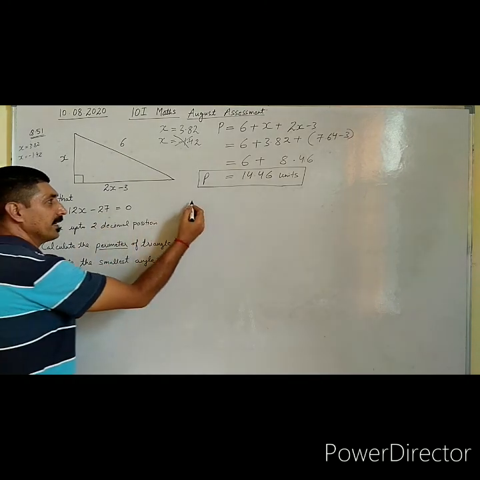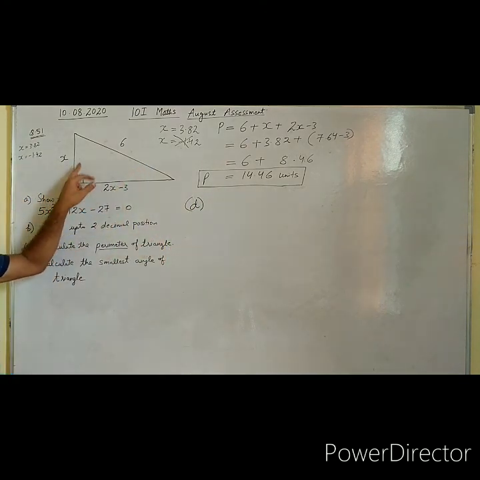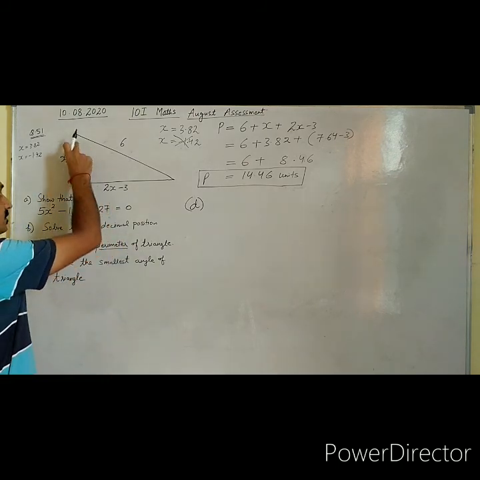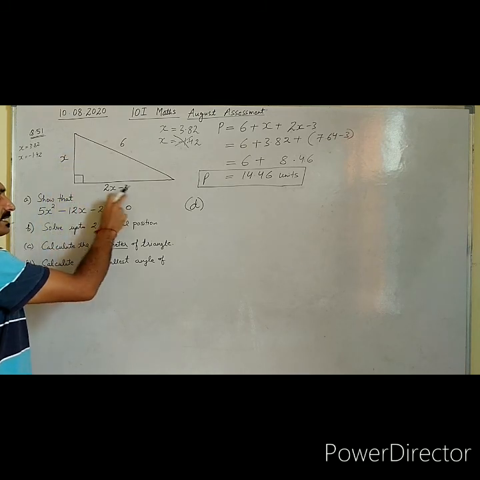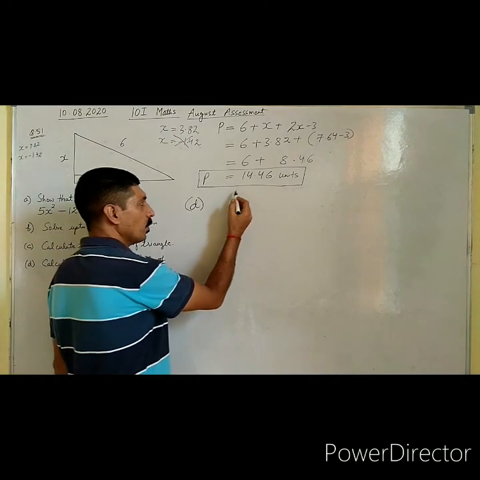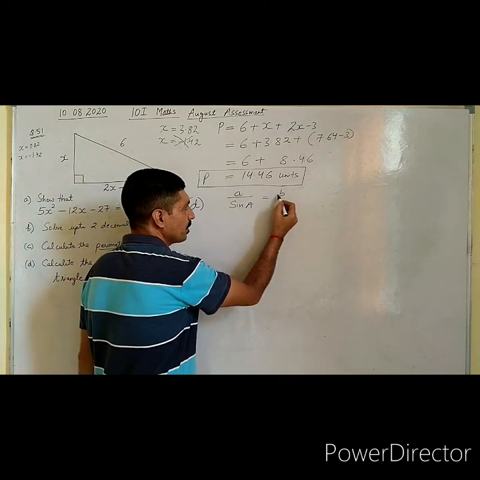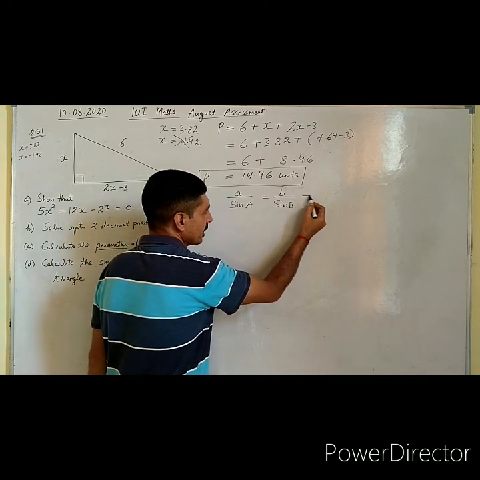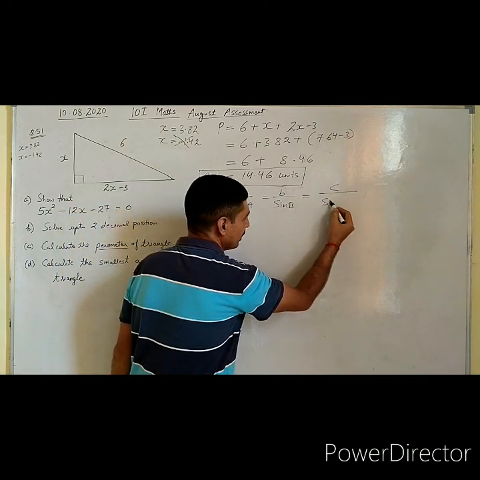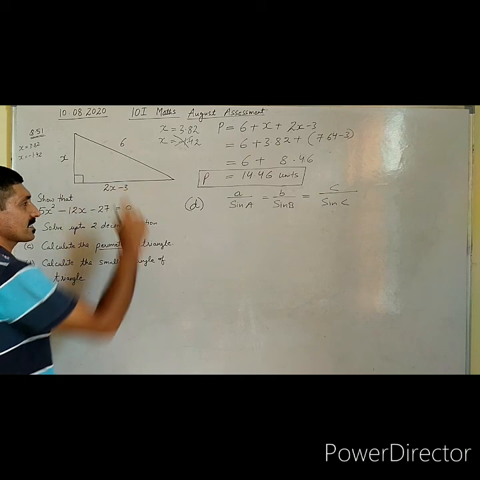Now the last part, we have to calculate the smallest angle, right? So it is obvious here that this side x is the smallest side, because the other side is greater than this x. So here we will apply the sine rule. We know that a upon sine A is equal to b upon sine B is equal to c upon sine C. We know one angle, that is 90 degrees, and the side opposite is 6, right?